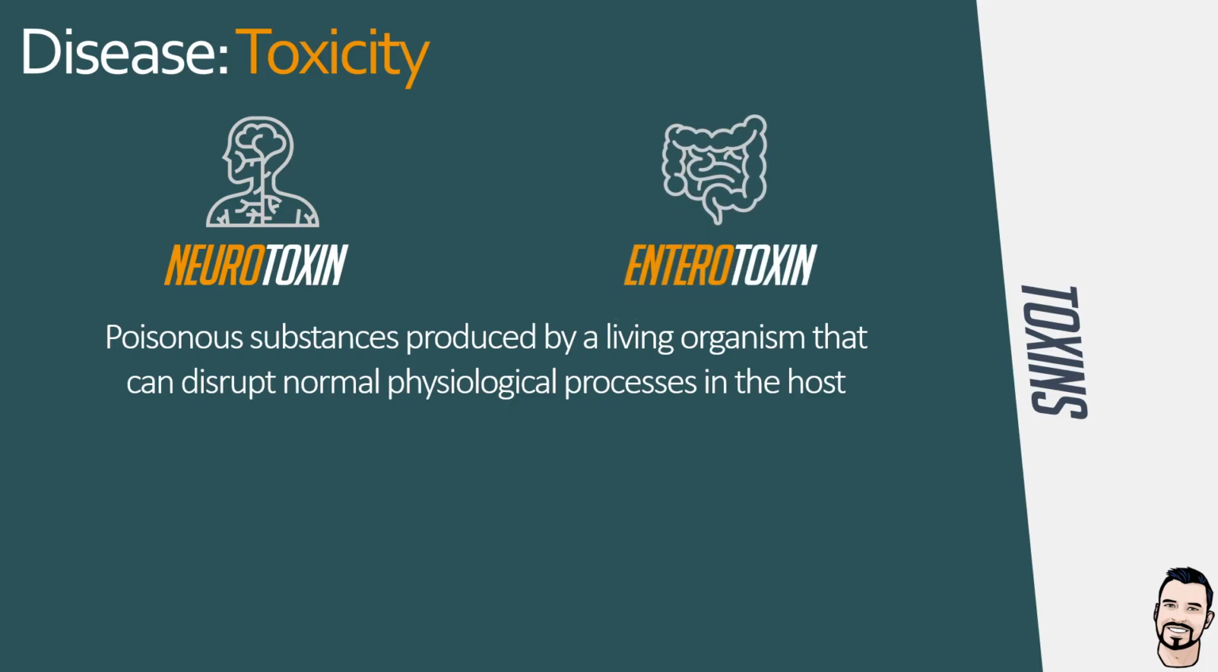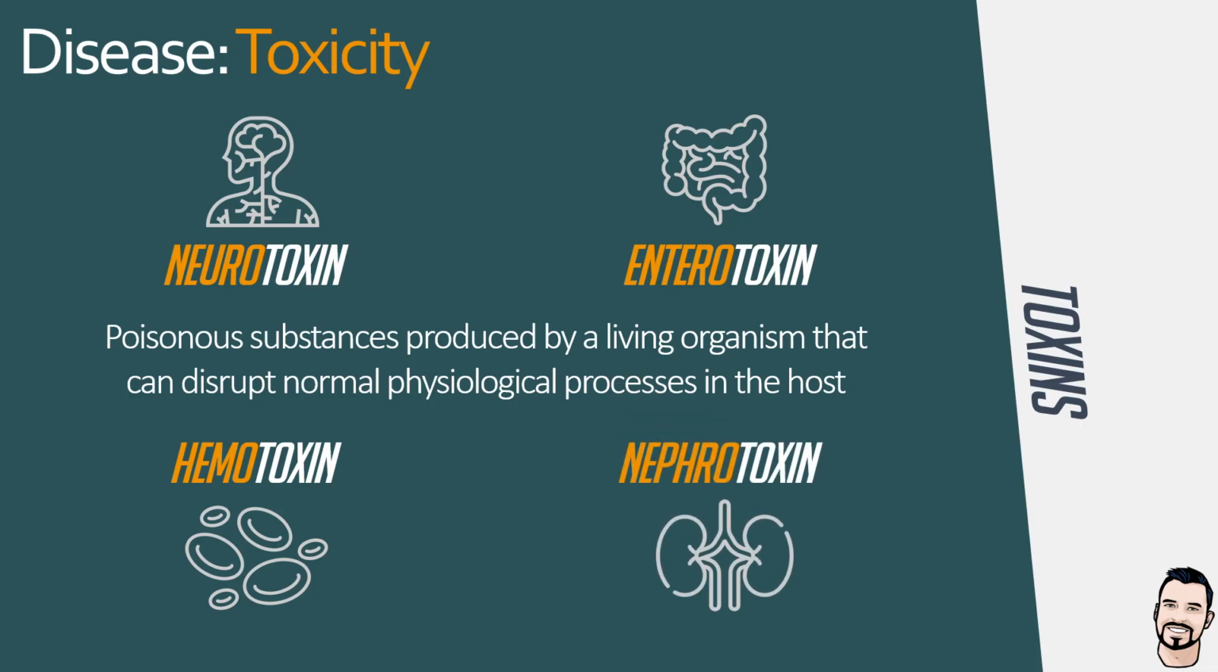Enterotoxins act on the gastrointestinal tract, interfering with intestinal function and often causing symptoms such as diarrhea and vomiting. Hemotoxins affect blood cells or blood vessels, leading to tissue damage and impaired oxygen delivery or clotting abnormalities. And finally, we have nephrotoxins, which target the kidneys, disrupting filtration and fluid balance and can ultimately impair renal function.